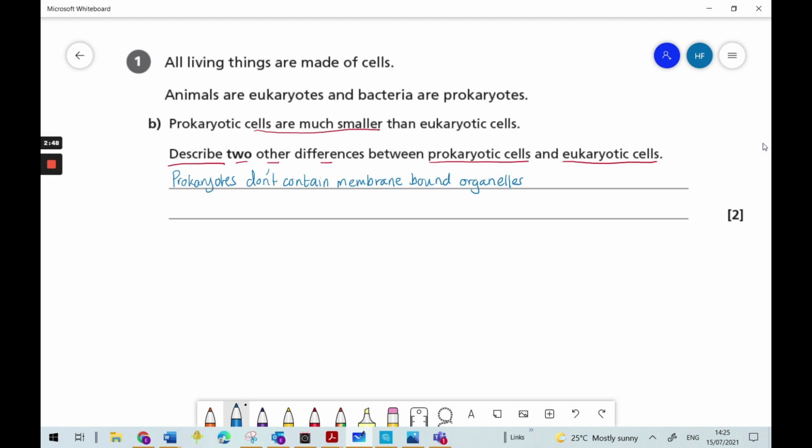So we can write the genetic material, you could write DNA, the genetic material in prokaryotic cells, is a single DNA loop or plasmid, not in a nucleus.